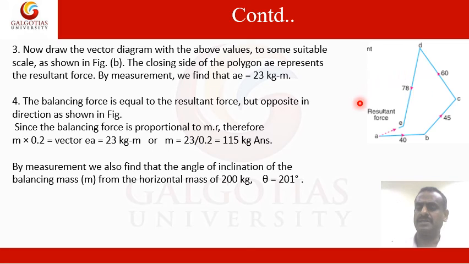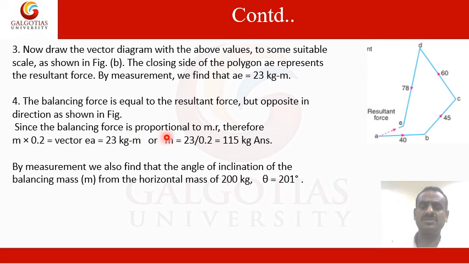As per that, this polygon has to be closed. So the closing side EA of the polygon, with the vector direction like this, represents the resultant force for all four forces. The balancing force is equal to the resultant force but opposite in direction.